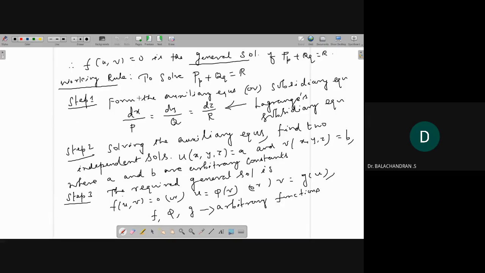And then the working rule. In step 1, first you need to form the auxiliary equation or subsidiary equation. It is dx by capital P equal to dy by capital Q equal to dz by R. Next, you should solve the auxiliary equation to find the two independent solutions, u and v. Step number 3 is the general solution. You should write the general solution as f of u comma v equal to 0, or u equal to a function of v, or v equal to some other function of u, where f, phi, g are arbitrary functions.